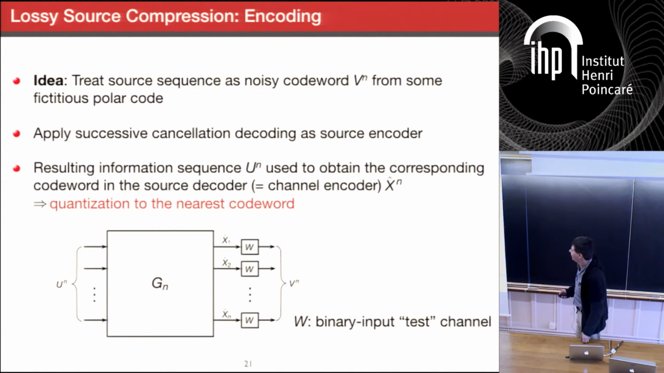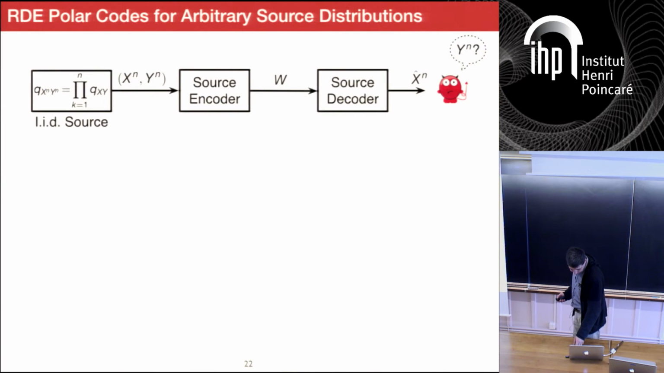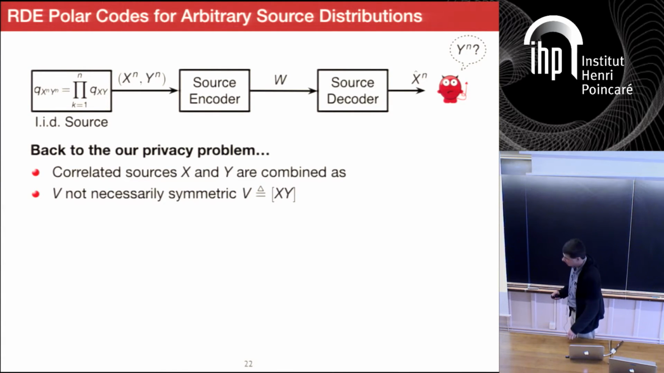Now comes the privacy problem again. So let's go back to the privacy problem. I apologize for this detour into coding. This is the problem we want to solve, essentially. Now our correlated sources X and Y combined, okay, this should be here, actually.